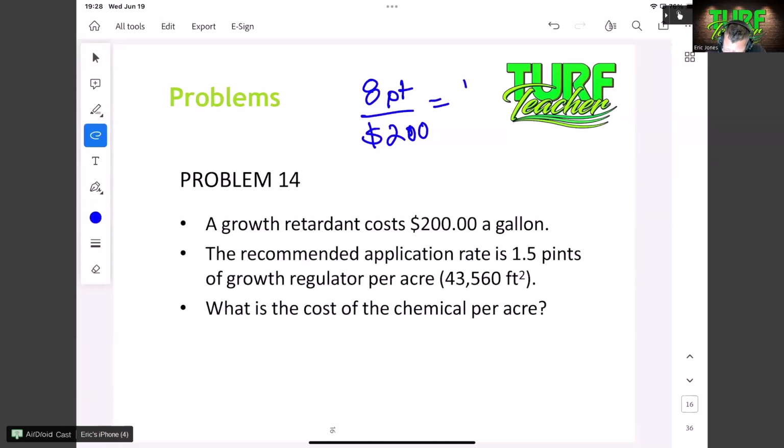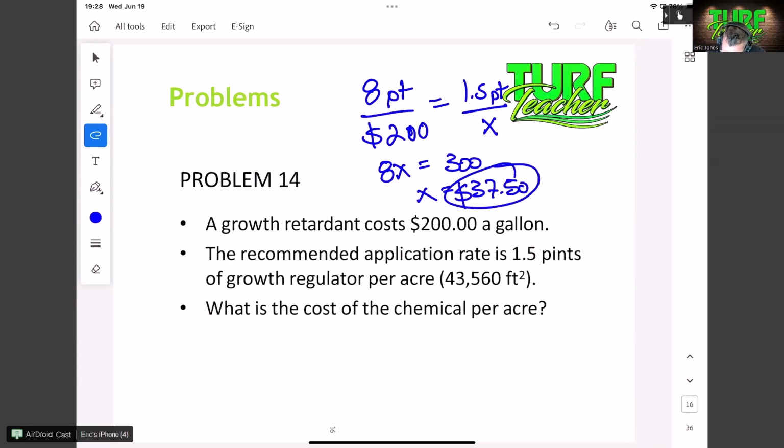Is equivalent to 1.5 pint x. 8x equals 300. We're solving for x: $37.50 per acre.